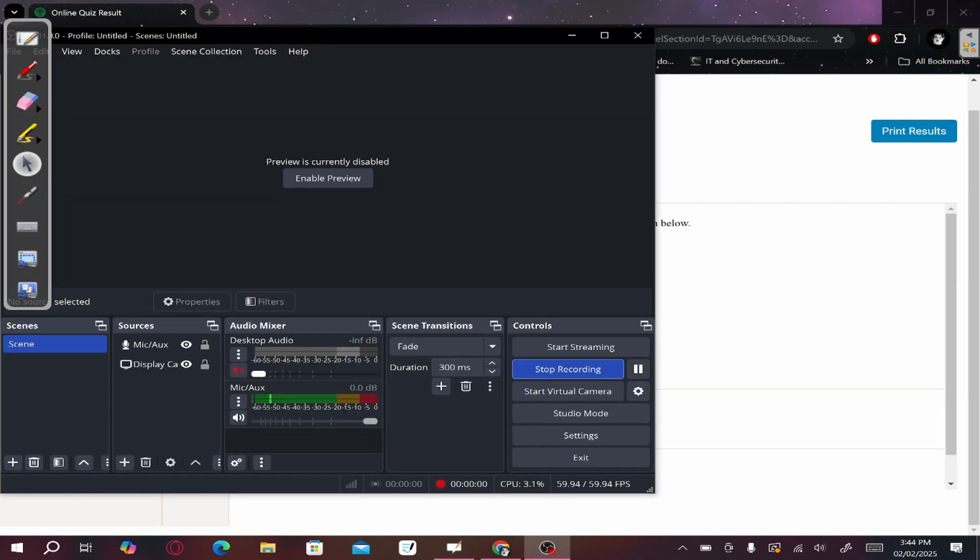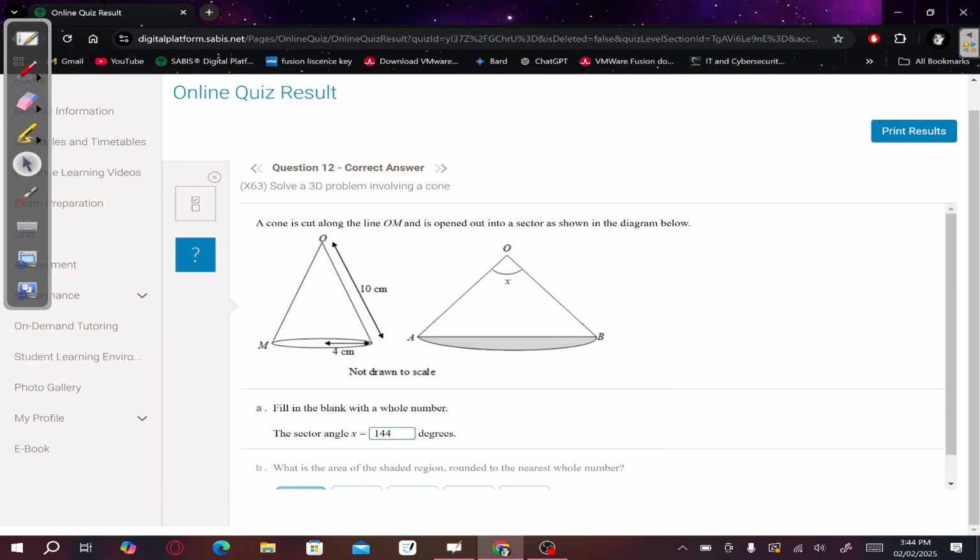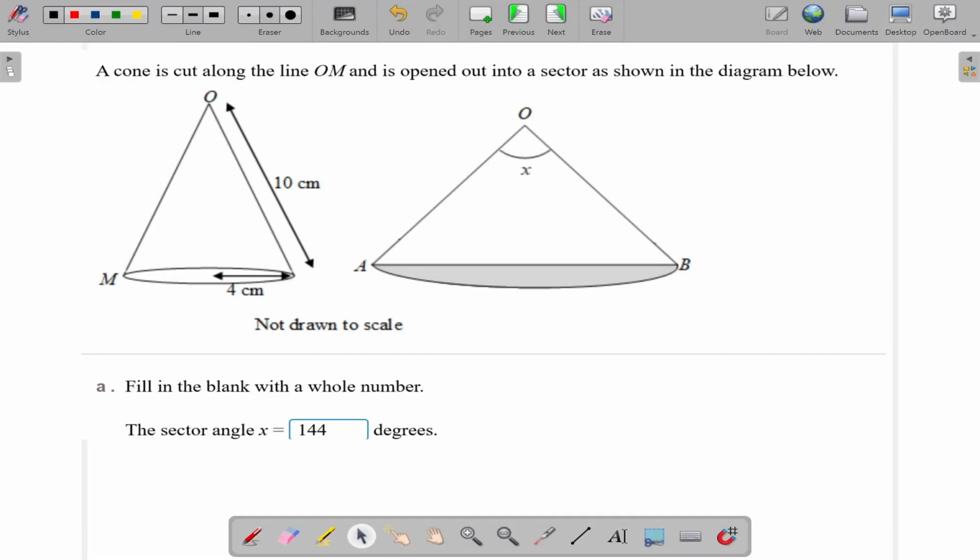Solve a 3D problem. Okay, so question 12. A cone is cut along the line OM and opened into a sector as shown below. In the diagram below, not drawn to scale, fill in the blank with a whole number. Now, I'm not going to draw it like this, because it is confusing. I will show you how to draw it in a better way.